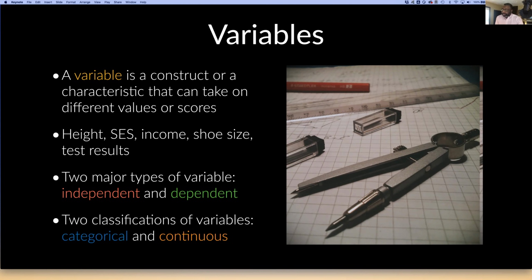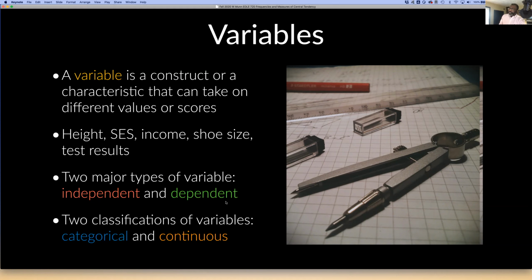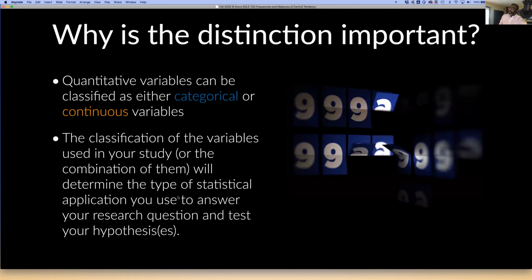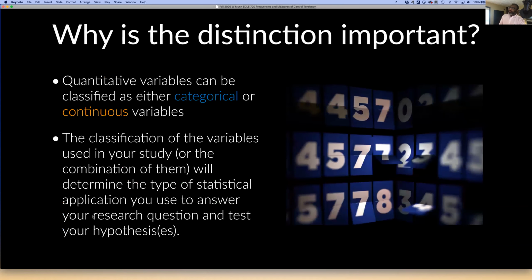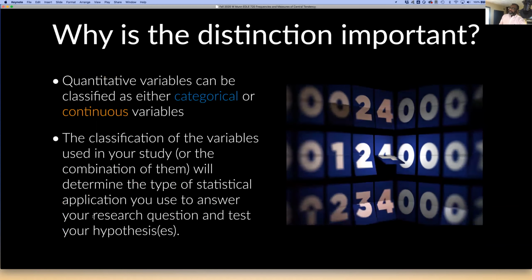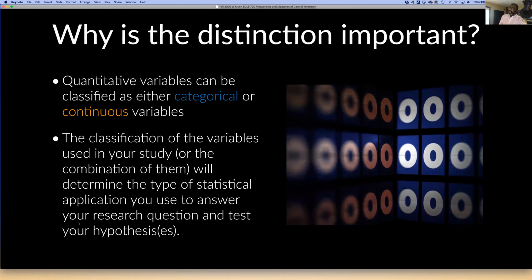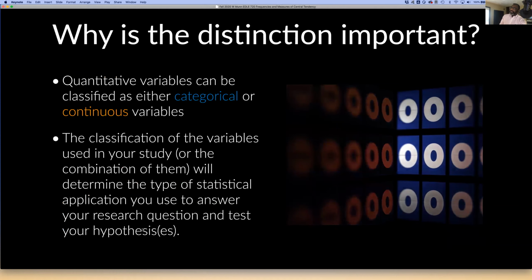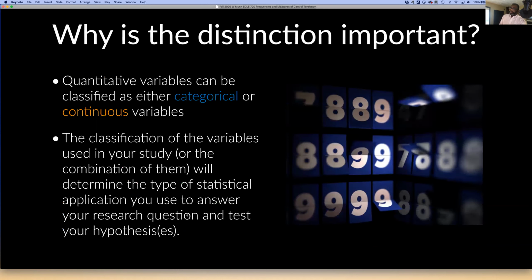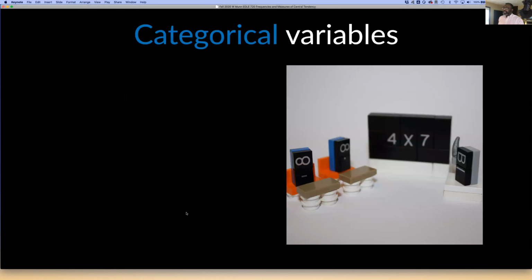All right, a variable is a construct or a characteristic that can take on different values or scores. As we've just gone over independent and dependent, the classification of variables is either categorical or continuous. Quantitative variables can be classified as categorical or continuous. The classification of variables used in your study will determine the type of statistical application you use to answer your research question and test your hypotheses.